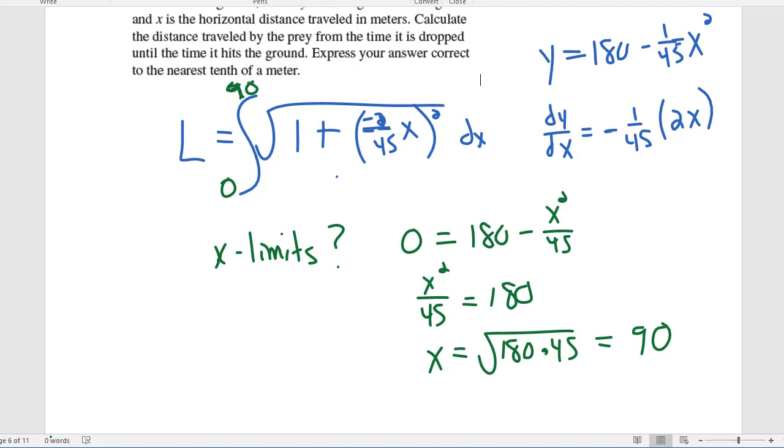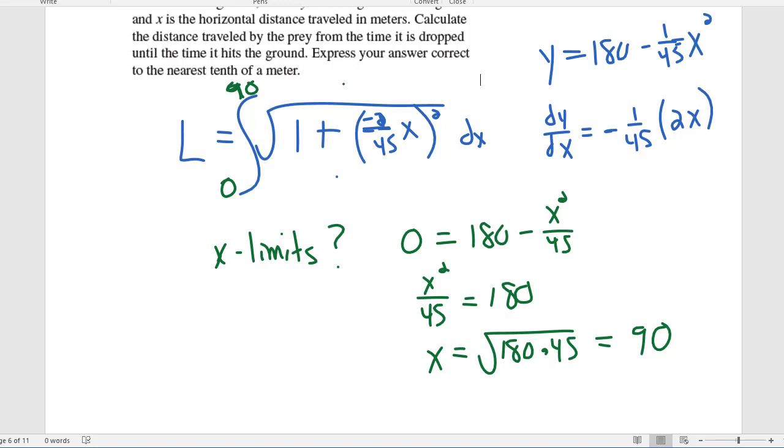All right, now if we were going to evaluate this integral, this would get pretty nasty. This would be 1 plus basically u squared, and that would involve a trigonometric substitution. So at this point in a textbook, usually what the author will say to you is, we've already put you through the grinder doing techniques of integration. We know you already know how to do trig sub, so let's just go ahead and use the technology to estimate. So you can see right here, calculate the distance it hits the ground, express your answer correct to the nearest tenth of a meter.